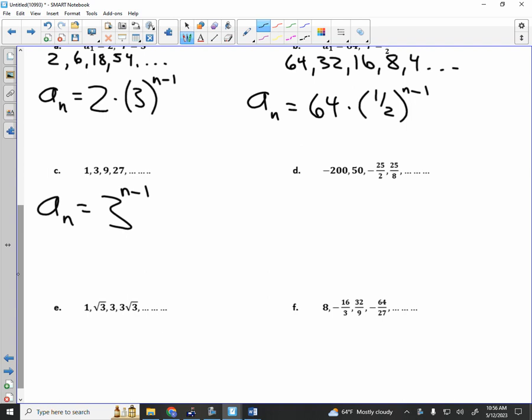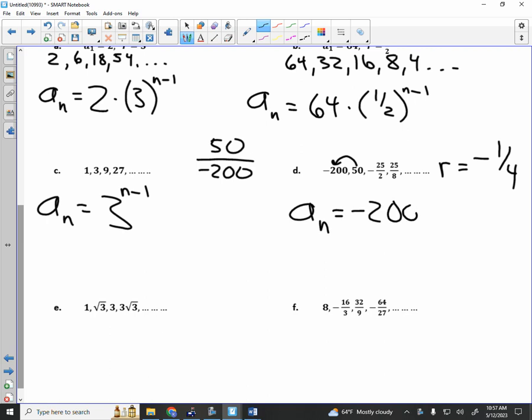What is the ratio here? You can always find the ratio by taking one term and dividing by the previous term. What is 50 over negative 200? Negative 1/4. So therefore, a sub n is equal to your first term, which is negative 200, times negative 1/4 to the n minus 1 power.